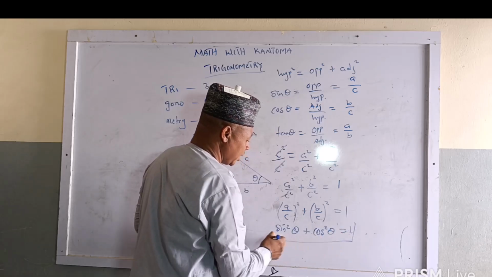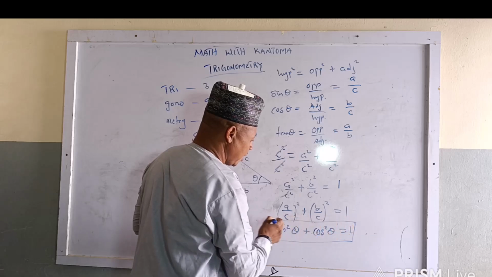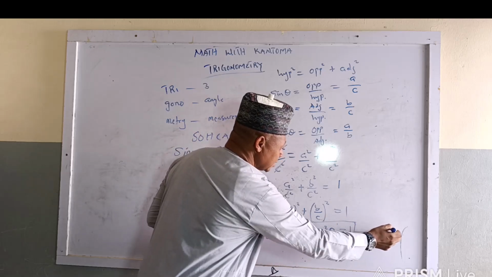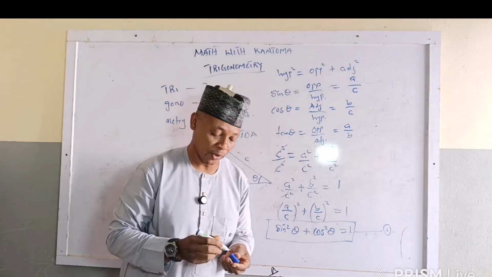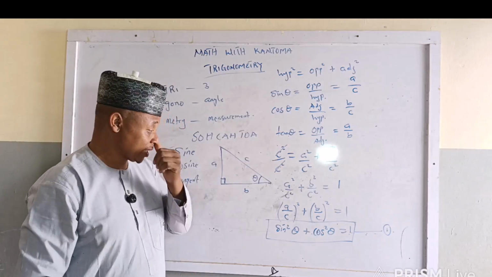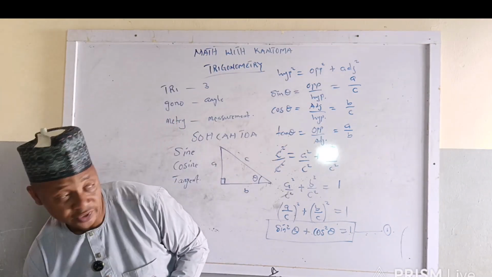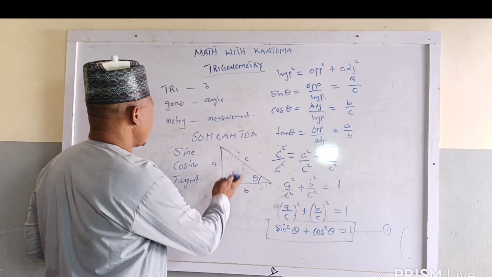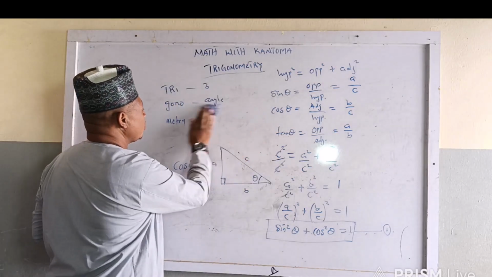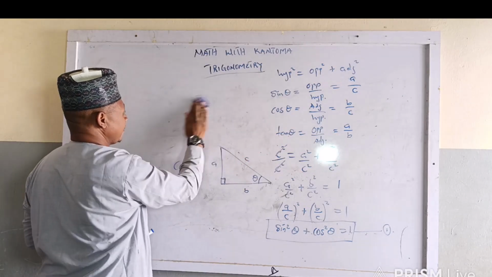Now this formula is our first identity equation, and we call it equation 1. From this first identity equation 1, we can deduce other identity equations.